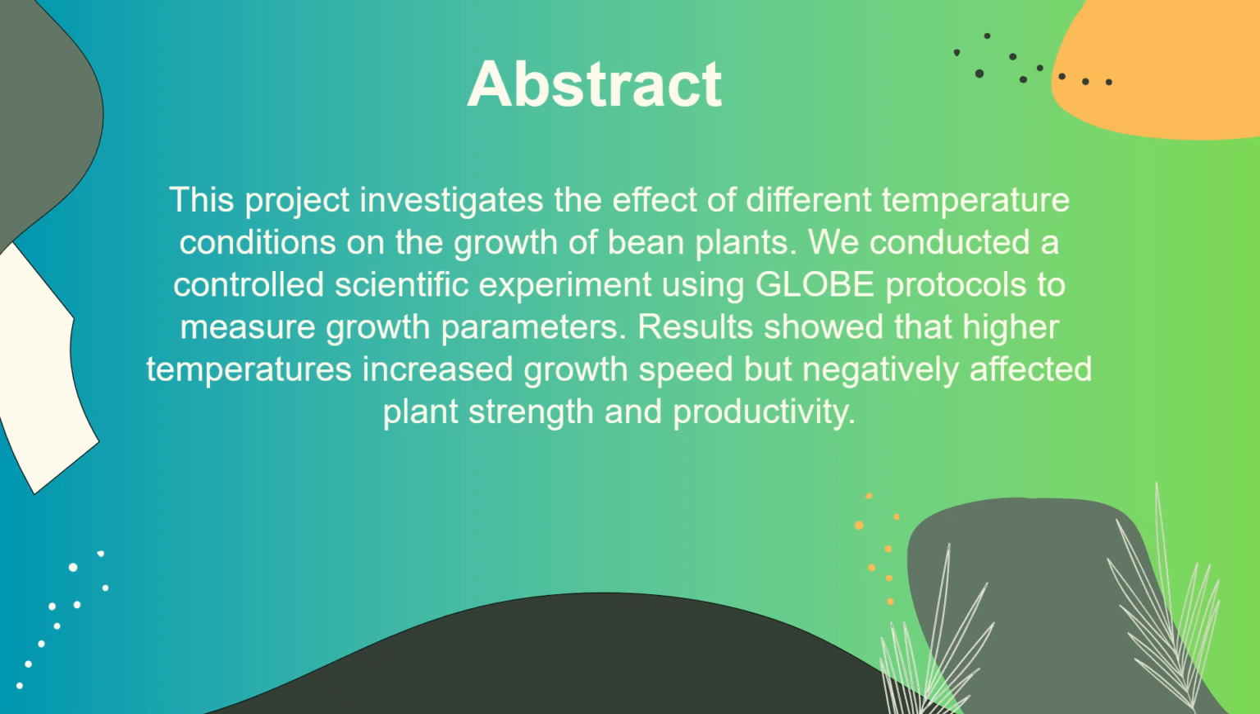This study examines how different temperature conditions affect bean plant growth. We conducted a controlled experiment using GLOBE protocols. The results showed that higher temperature increased growth speed but negatively affected plant strength and productivity.